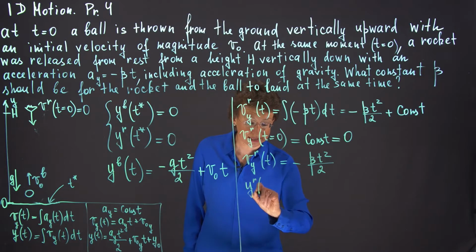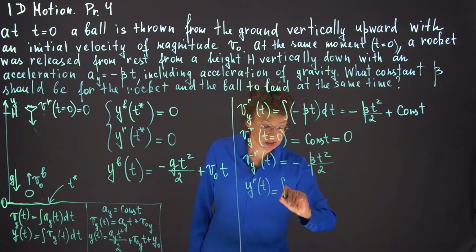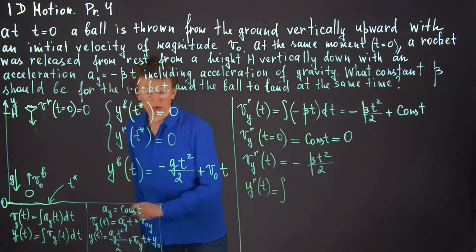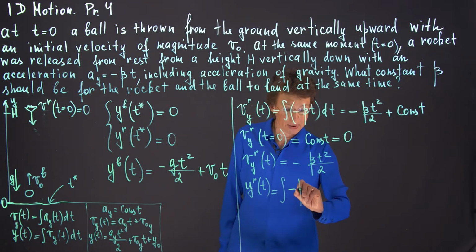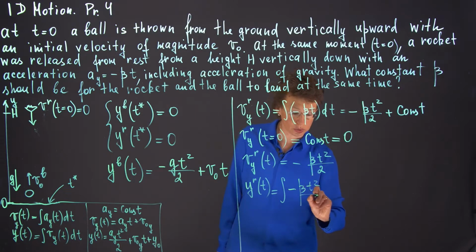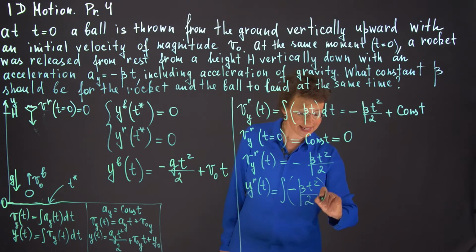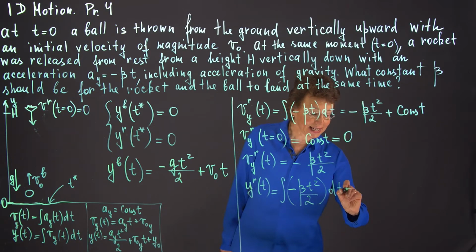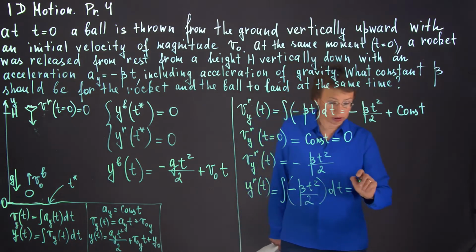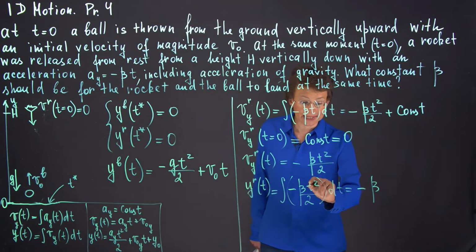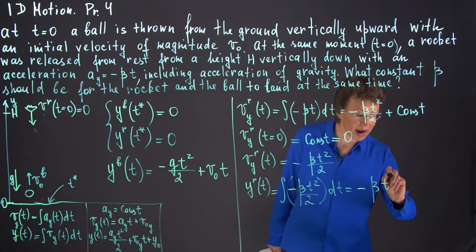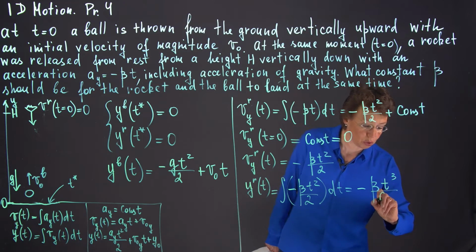Position of the rocket at any time moment. We need to integrate Vy of t dt. What is Vy for the rocket? It is minus beta t squared over 2 dt. I take this integral. Let's do it together. It is minus beta, then t cubed over 3 and times 2. So it is minus beta t cubed over 6.